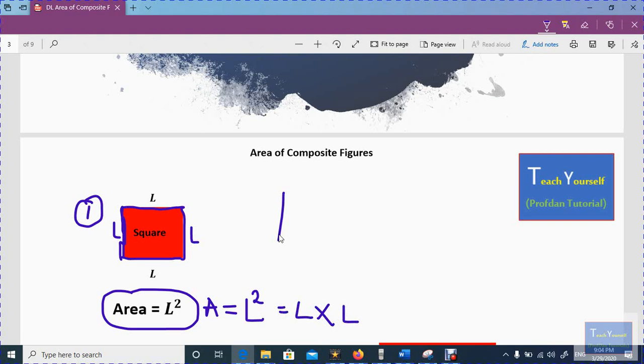If you have, for example, a given square, and let's say this side is 3 meter. Don't mind the dimensions, they are not the same. The area in this case is the product of the length, which is 3 times 3, and that gives us 9 meter squared.